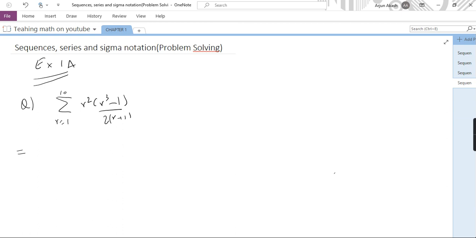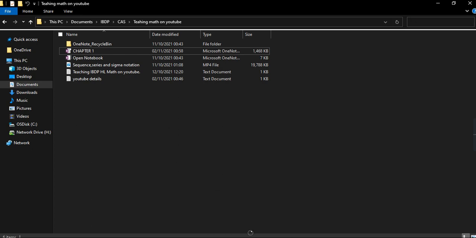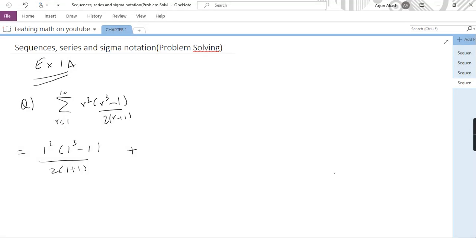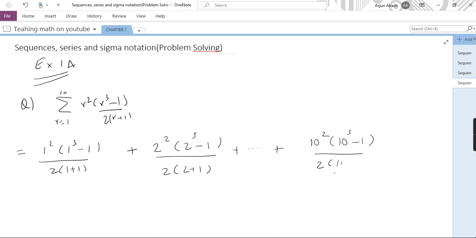As you know, to solve this, we take the summation of this value and we just put in the values of r. So first we have r equals 1, so it's 1 squared times (1 cubed minus 1) by (2 times 1 plus 1). Then we add the next term, r equals 2: 2 squared times (2 cubed minus 1) by (2 times 2 plus 1). This continues for every value, and since the last one is 10, we have 10 squared times (10 cubed minus 1) by (2 times 10 plus 1).